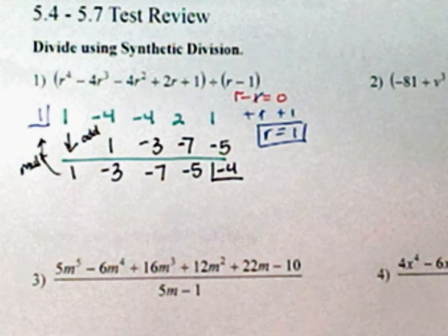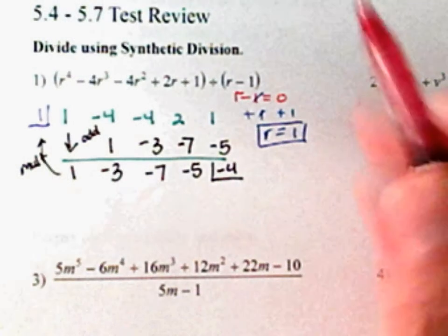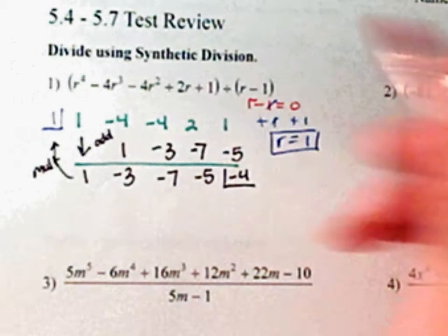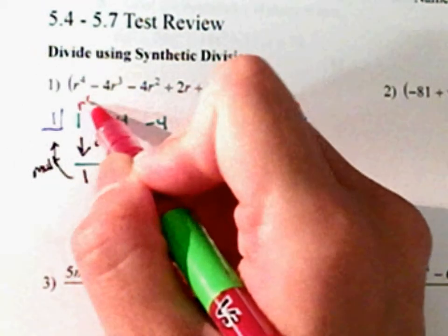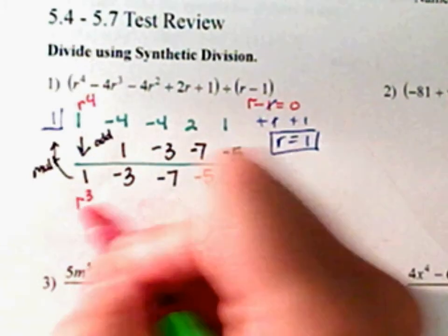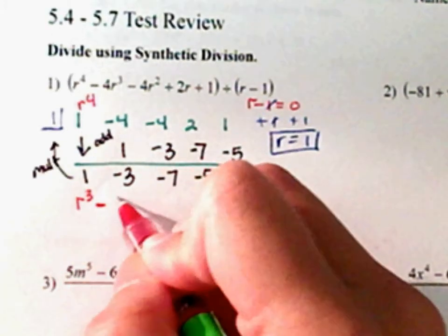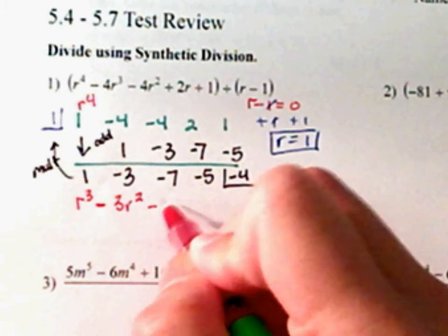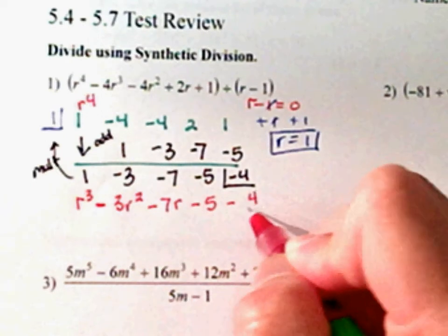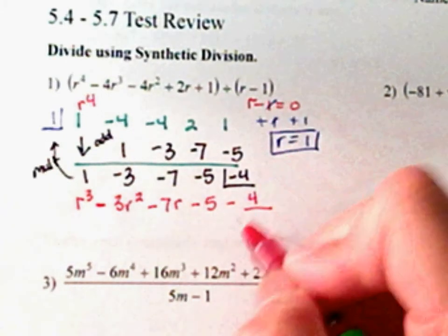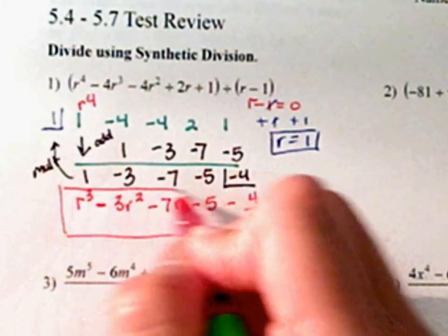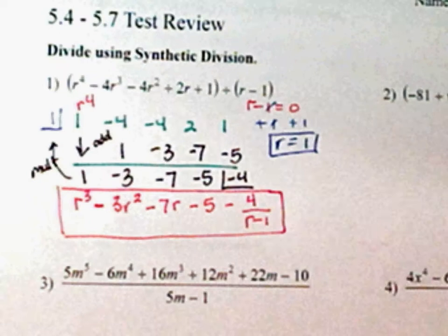As you can see, 1 is not one of your roots, but that's okay because we're just dividing by synthetic division. So this is a skill. All right, since we started off with r to the 4th, this is now r to the 3rd, you don't have to write that 1, minus 3r squared minus 7r minus 5, minus 4 over your divisor, which is r minus 1. And this is how I want you guys to write your answer. We are just dividing. We're not looking for roots here.